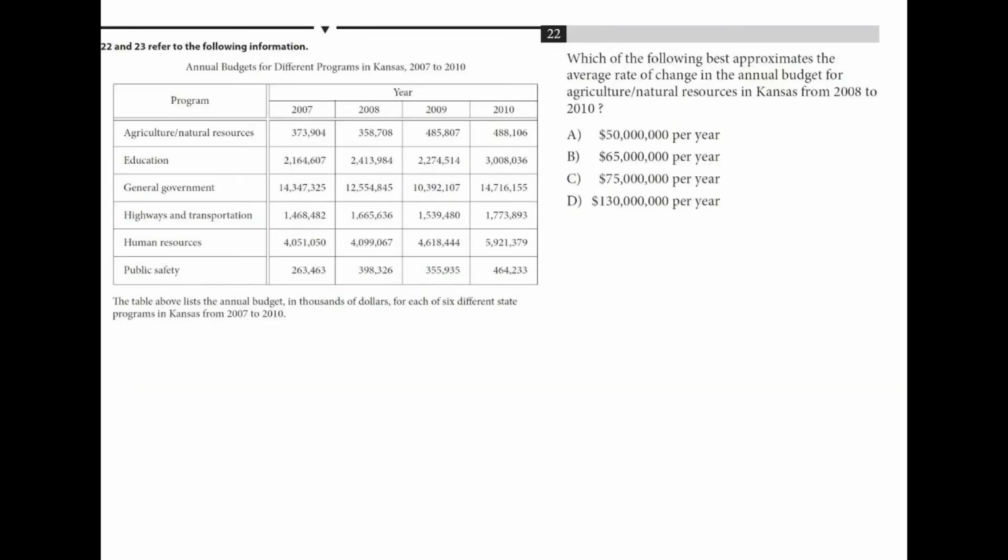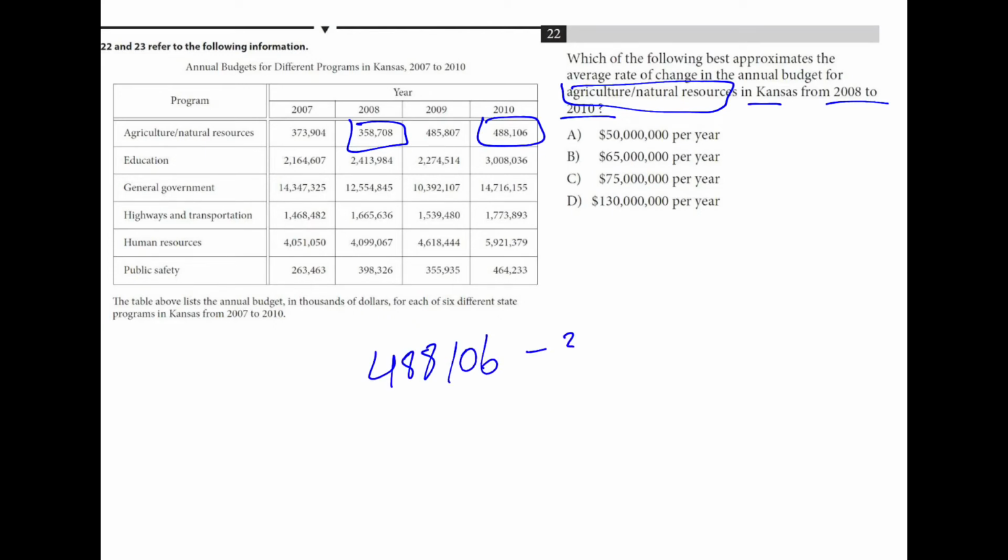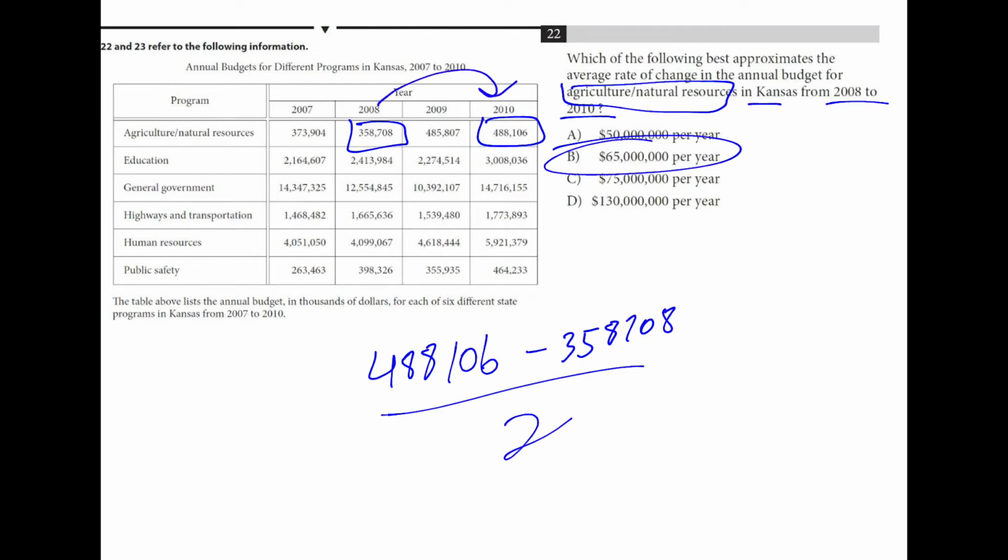Which of the following best approximates the average rate of change for this department in Kansas from 2008 to 2010? So if we take 488,106 minus 358,708 and divide that by 2, you will get $65,000 per year. The trick was recognizing it's over 2 years, so you divide.